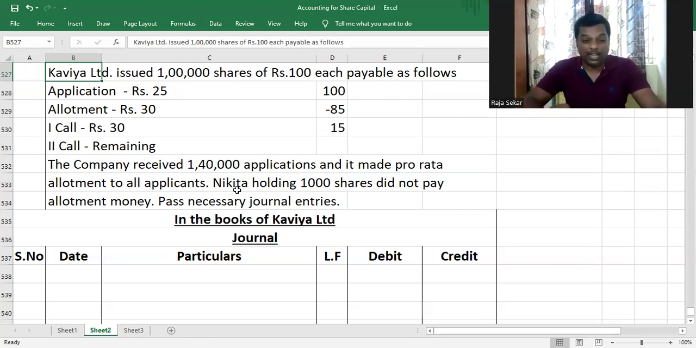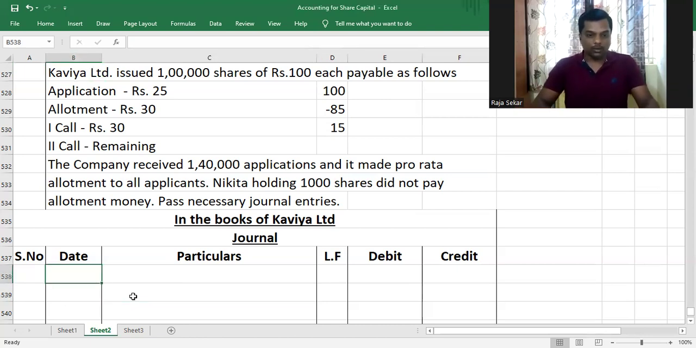The company received 1,40,000 applications and it made pro rata allotment to all applicants. So it's a case of oversubscription where there is no rejection and pro rata allotment has been made to all the applicants. Nikita, holding 1,000 shares, did not pay the allotment. Go ahead and do this in the books of Kavya Limited journal, and we prepare the format.